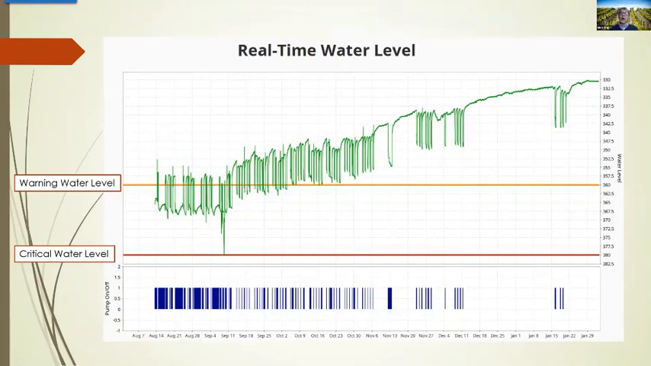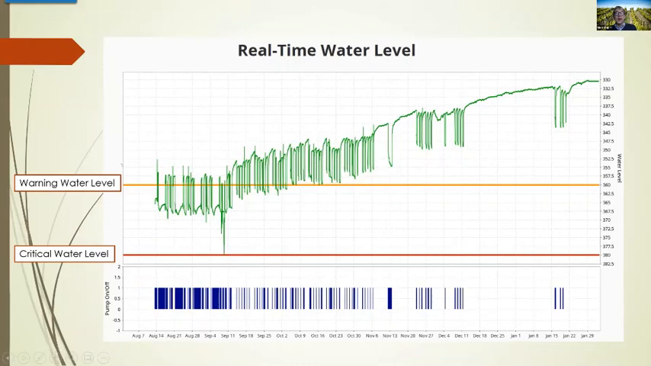This is an example of a well level monitoring site. This is a graph showing the well adjusting. You can see that towards the end of the growing season last year, this particular well was really struggling. There was even one time where the level went all the way down to the critical water level. And we tracked that.